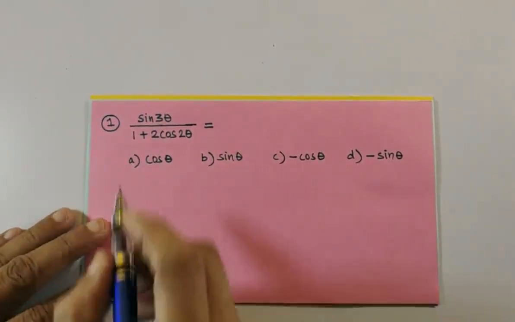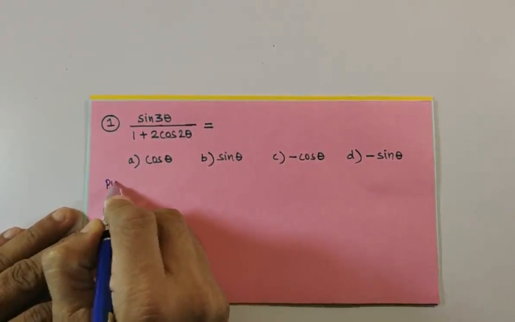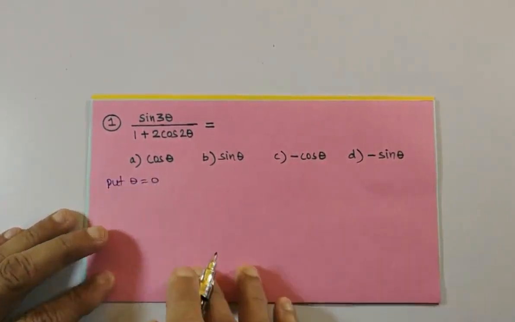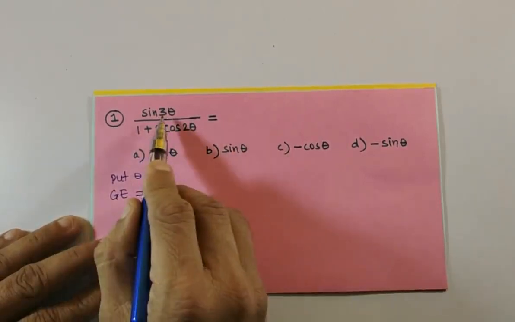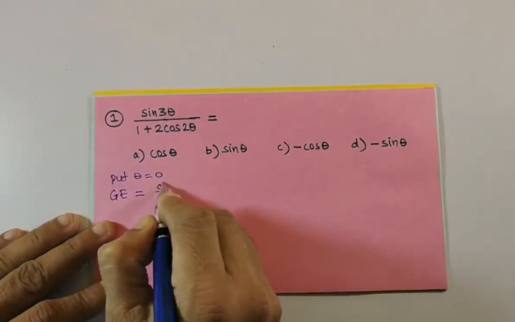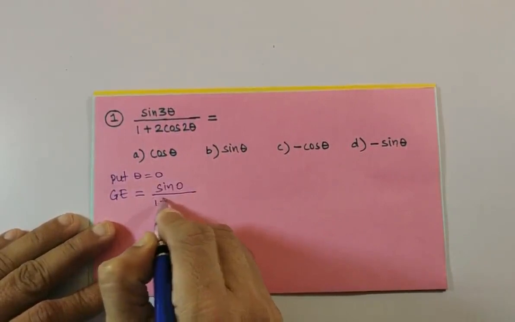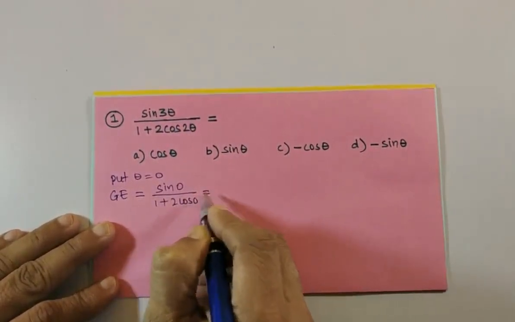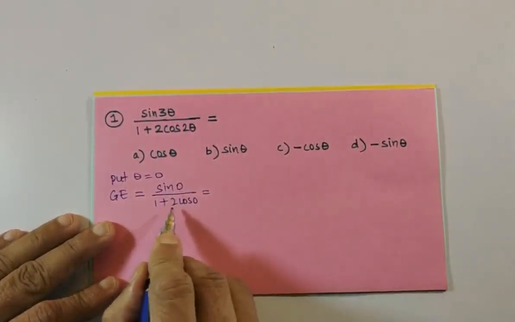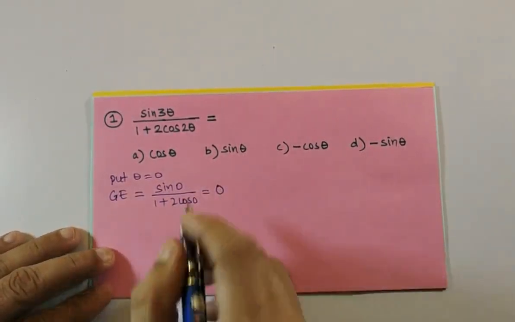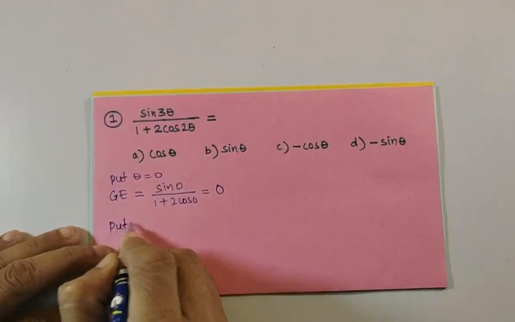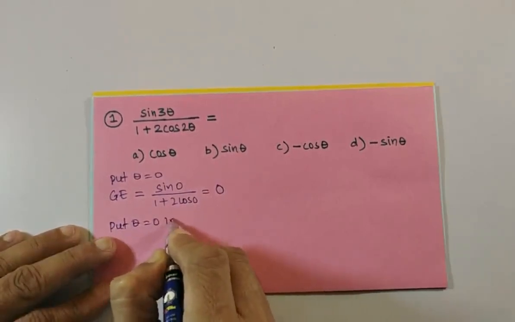So here, first I put theta equal to 0. So the given expression, if I substitute 0, will be sine 0 divided by 1 plus 2 cos 0. Sine 0 is 0, cos 0 is 1. So 0 by anything is 0. Now put theta equal to 0 in options.